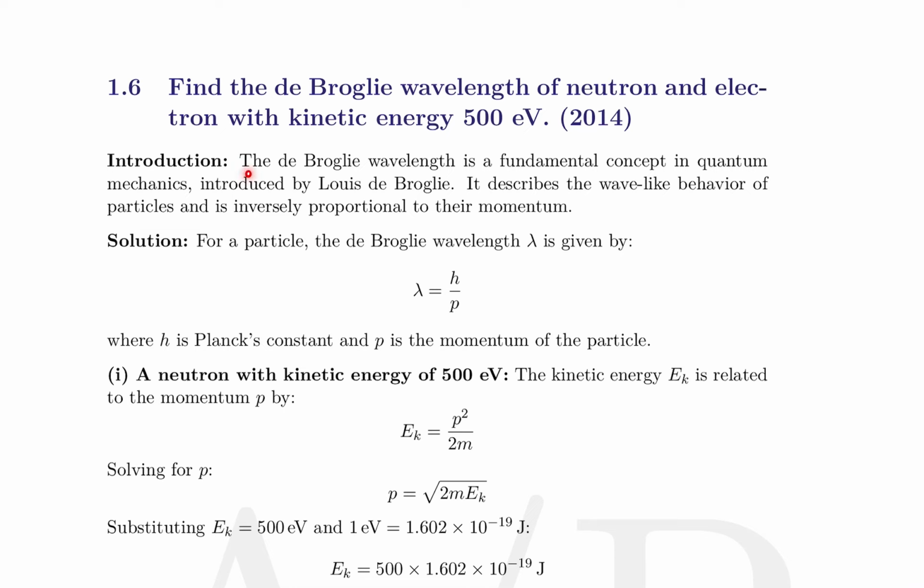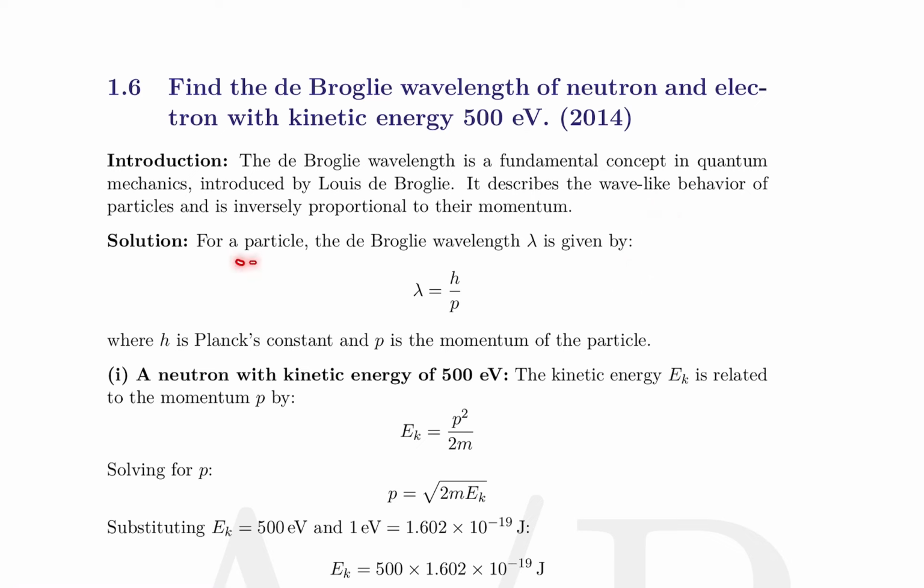So the introduction here is, the de Broglie wavelength is a very fundamental concept in quantum mechanics introduced by Louis de Broglie. It describes the wave-like behavior of particles and is inversely proportional to their momentum. Now, why we wrote inversely proportional to momentum here? Now we are clearly seeing that the question is related to the kinetic energy. Here we will have to change momentum in terms of kinetic energy. So we mentioned it in the introduction itself that the de Broglie wave is inversely proportional to the momentum, so that examiner now knows what we are going to use in our solution.